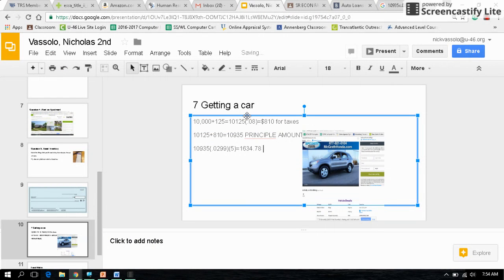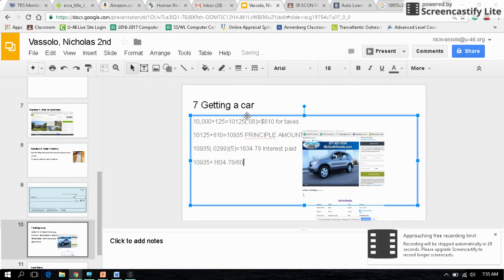$1,634.78, that's the amount of interest paid, right? But I've got 5 years to pay it. So what I do is I take my $10,935, that's my principal amount, and then I add that with my interest over the life of the loan, and then I divide all of that by the number of months in 5 years, right? So the number of months in 5 years is 60. So we're going to divide the whole thing by 60.